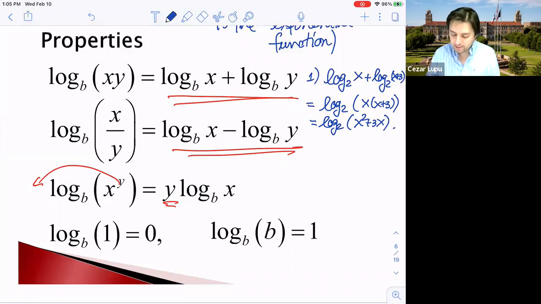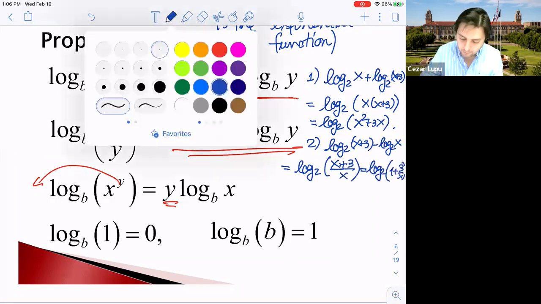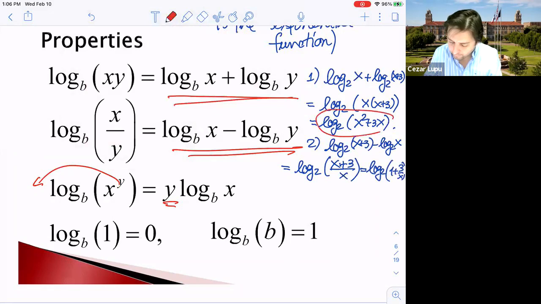Now let's see the second one. If we have log in base 2 of x plus 3 minus log in base 2 of x, this will be nothing else than, according to the rule, log in base 2 of x plus 3 over x. As you can see, I applied the rule the other way around, going from right to left. Or if you want, this will be log in base 2 of 1 plus 3 over x, if you want to write it like this.